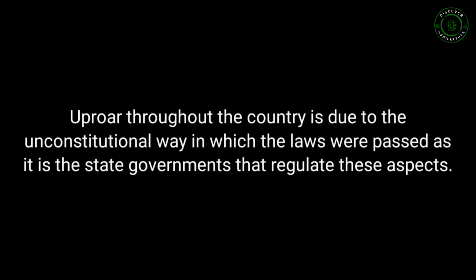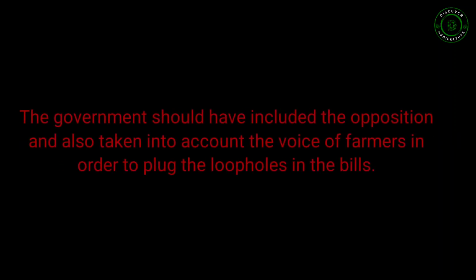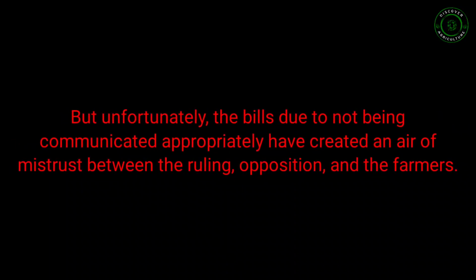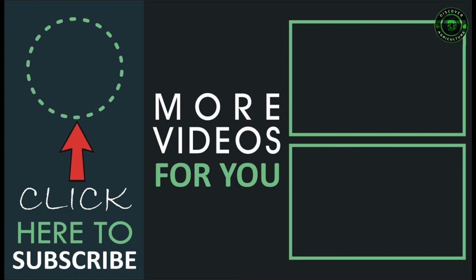Closing thoughts. One of the reasons why there has been a lot of uproar throughout the country is due to the unconstitutional way in which the laws were passed, as it is the state governments that regulate these aspects. The government should have included the opposition and also taken into account the voice of farmers in order to plug the loopholes in the bills. This would not only create an assisted approach towards privatizing the sector but also avoid further exploitation. But unfortunately, the bills, due to not being communicated appropriately, have created an air of mistrust between the ruling, opposition, and the farmers.